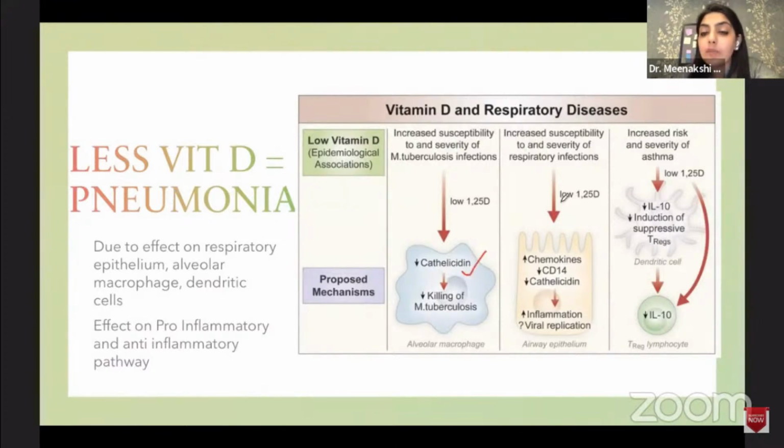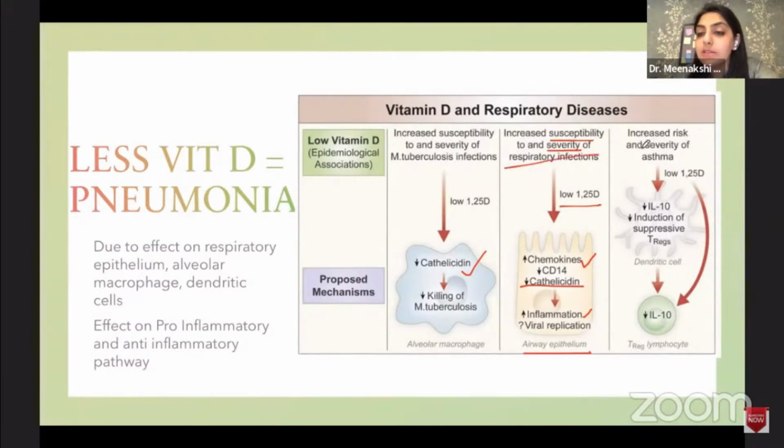Besides that, if you have low vitamin D, you'll have an increased susceptibility to and severity of respiratory infections. Why is that? Because when vitamin D is low, chemokines increase and the cathelicidin I just told you about decreases. So this will cause more inflammation and damage to the airway epithelium, and you will be more susceptible to infections and developing a severe infection.